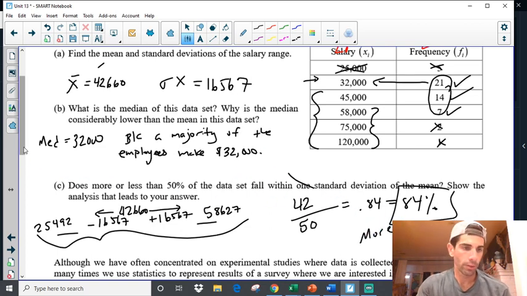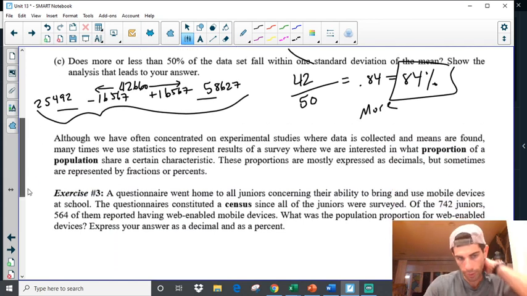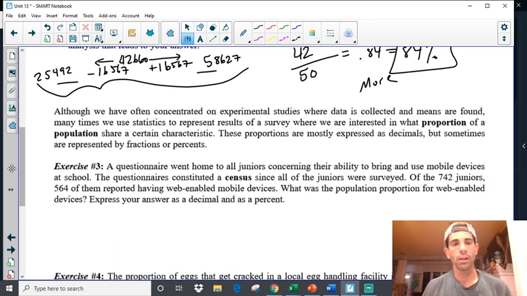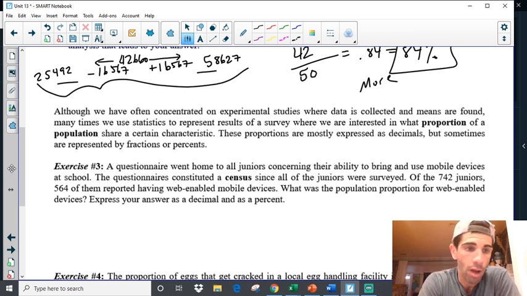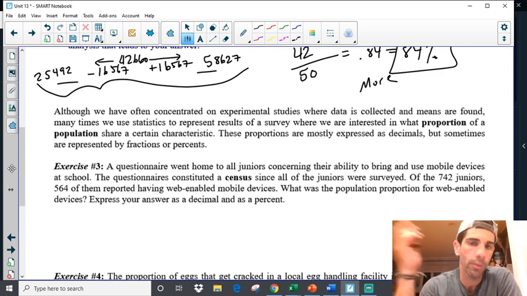Okay, let's start moving downhill. So although we often concentrate on experimental studies where data is collected and means are found, many times we use statistics to represent results of a survey where we are interested in what proportion of a population shared a certain characteristic. These proportions are mostly expressed as decimals, but sometimes are represented by fractions. So, very complex definitions for what I'm about to show you.